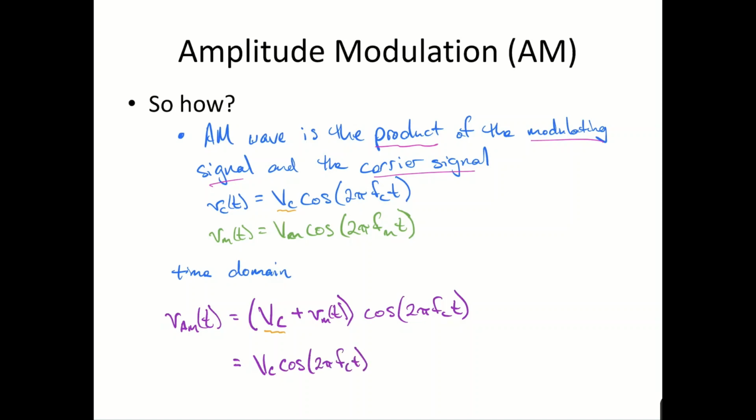And this is our original carrier wave, but we add in this product v sub m cosine 2 pi f sub m of t, and this is going to be multiplied by cosine 2 pi f sub c of t. And we're going to talk about how to handle this in the future, but this is what that amplitude modulated wave is going to look like when it's expressed mathematically.